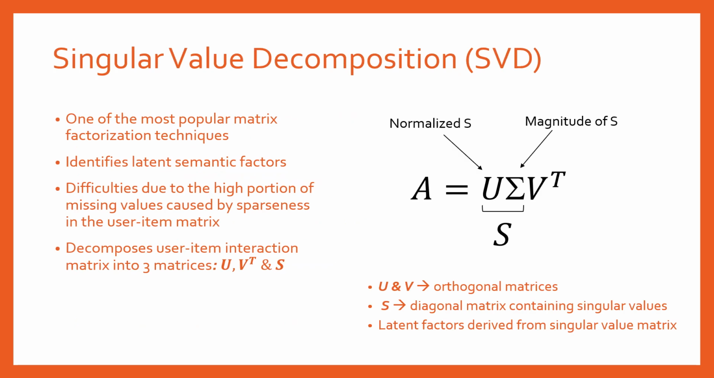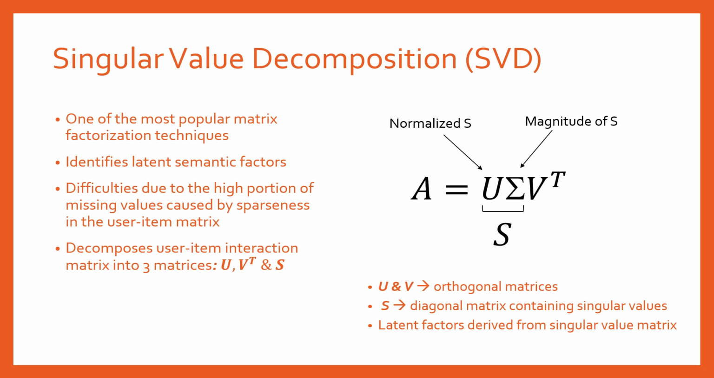techniques. Singular value decomposition, or SVD for short, is one of the most popular matrix factorization techniques. It identifies latent semantic factors in information retrieval. In the collaborative filtering domain, it requires factoring the user item rating matrix.